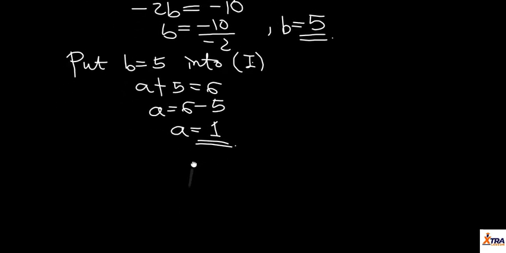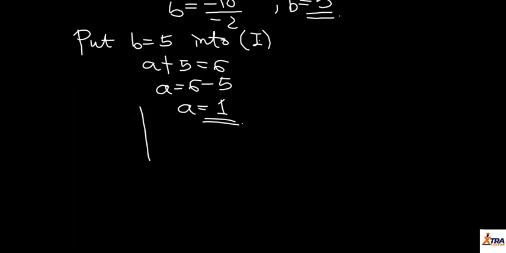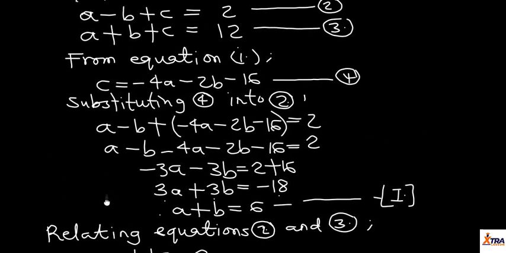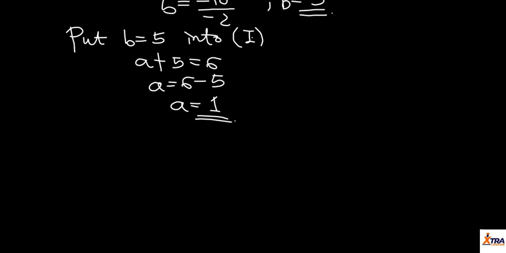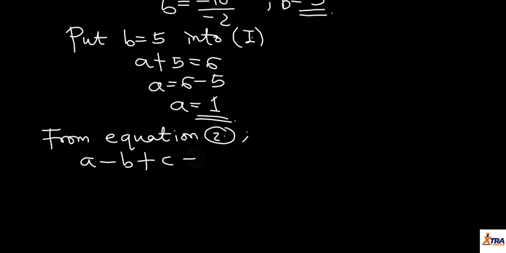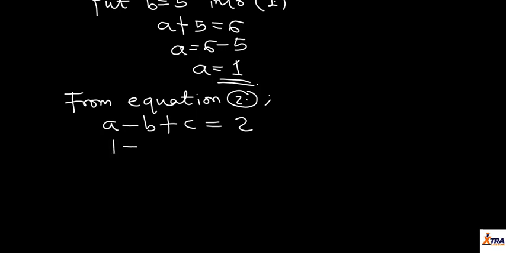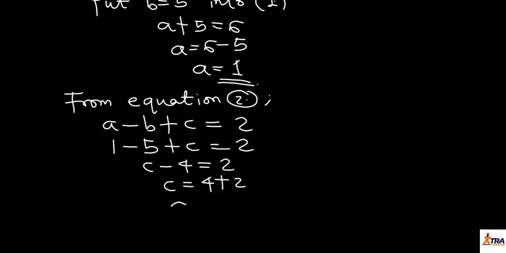The next thing on my bucket list now is to get my value of c. I can decide to take any of the three major equations and substitute my a and b in it so that I can get my c. If I'm taking from equation 2, we remember that a minus b plus c was given as 2. I've gotten my a value to be 1 and my b value to be 5. I want to get my c here, so I can easily solve: 1 minus 5 plus c gives me 2, then c becomes 4 plus 2. It just means that my c value is 6. So I've gotten my a, my b, and my c.